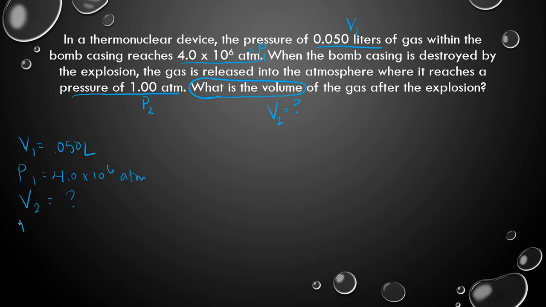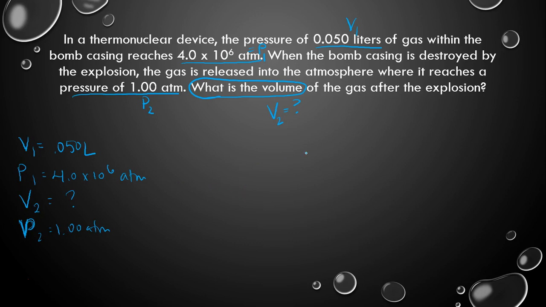Volume 2 is what it's asking for. Oh, no, that should be a P. P2 is 1.00 atmospheres. I honestly don't care which way you do it, but what this will help you do at some point is figure out which formula to use, because if you look at your reference table, you have quite a few of those.